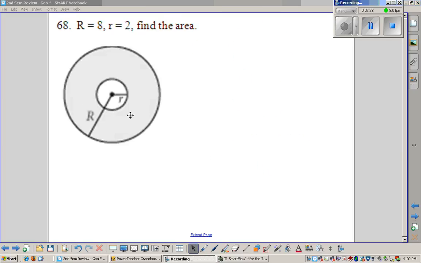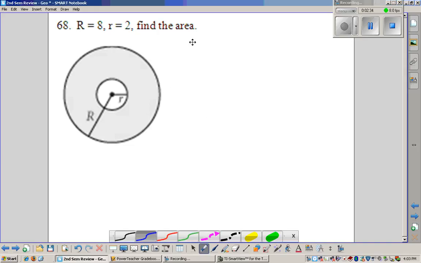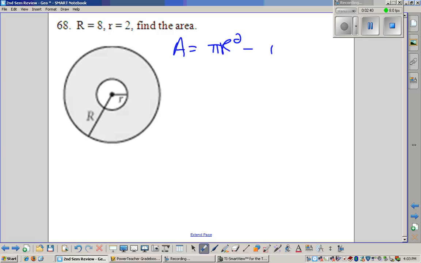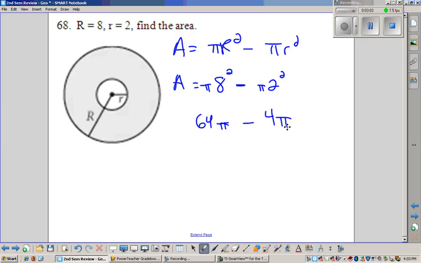Okay, the next problem wants us to find the area of this shaded region, which is an annulus. So we're going to use the annulus formula, which is the area of an annulus is pi R squared minus pi r squared. Big R is the big radius. So 8 squared times pi, and we have 2 squared times pi. I'm going to do this all in terms of pi. 8 squared is 64 pi, and 2 squared is 4 pi. 64 pi minus 4 pi is 60 pi, and that is the answer for the area of an annulus.